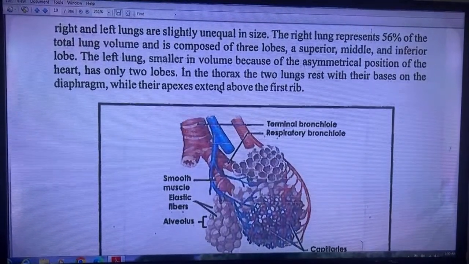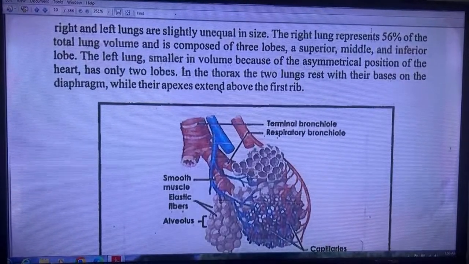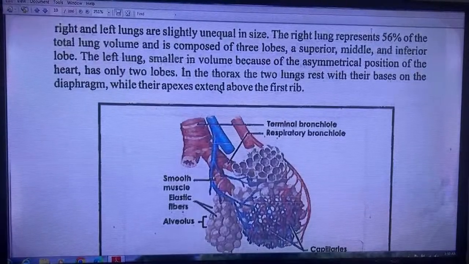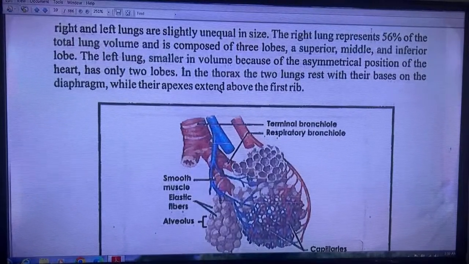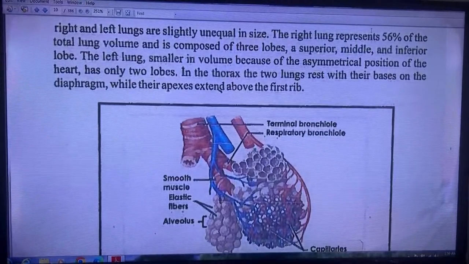The right lung represents 56% of the total lung volume and is composed of three lobes: superior, middle, and inferior lobe. The left lung, smaller in volume because of the asymmetrical position of the heart, has only two lobes. In the thorax, the two lungs rest with their bases on the diaphragm while their apexes extend above the first rib.